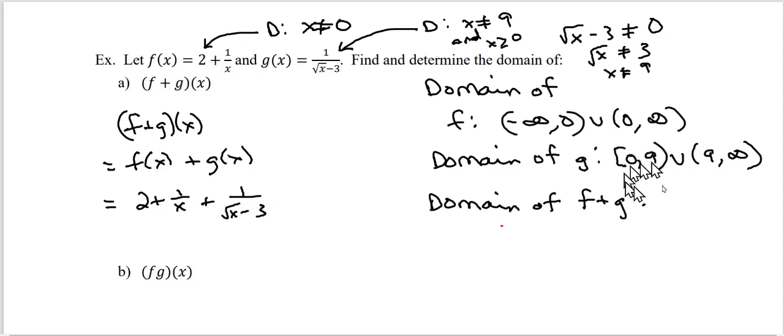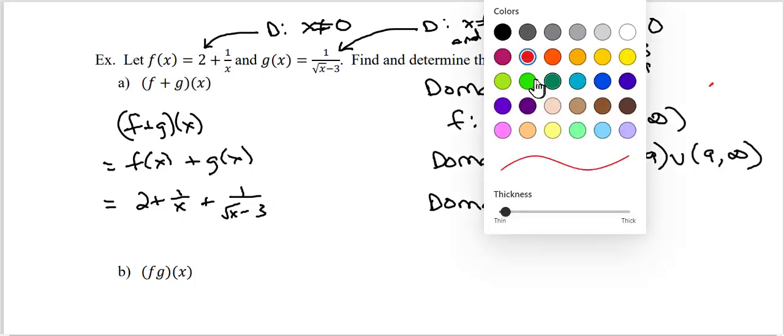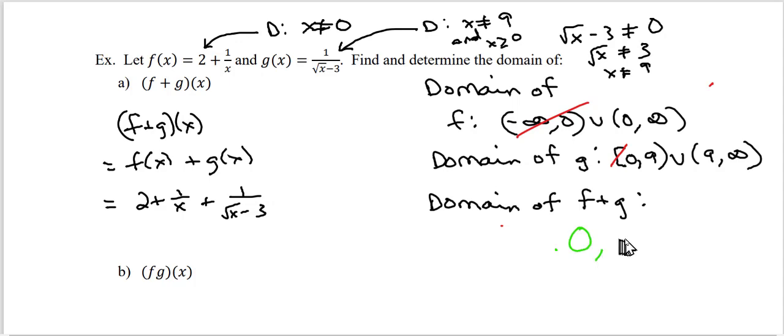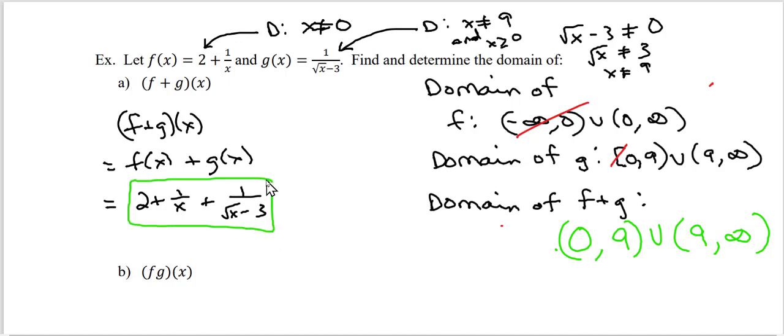So g doesn't allow us to include any negatives, so we have to get rid of this part. And f doesn't allow us to include 0, so we can't use that. But the rest of that is okay. So our answer here will be 0 to 9, union 9 to infinity.